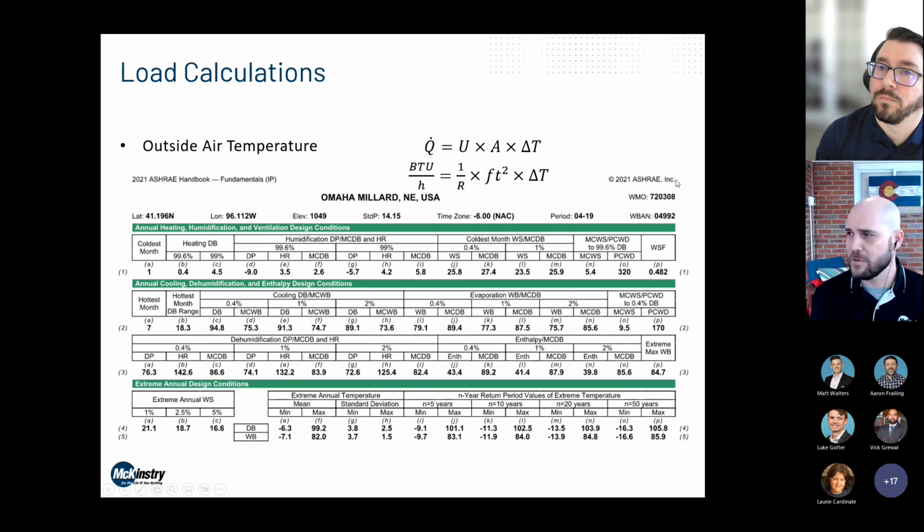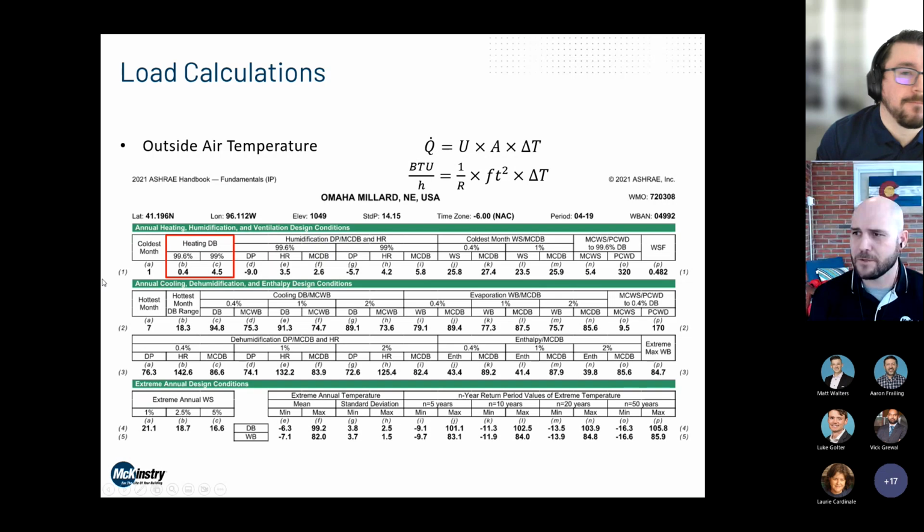Each one has a unique identifier here. A lot of them are airports, because airports already need to know the weather, so why not just record it? But this gives you the annual extreme temperatures, and how extreme. You're not going to go for record conditions, because that's just too difficult to design for.